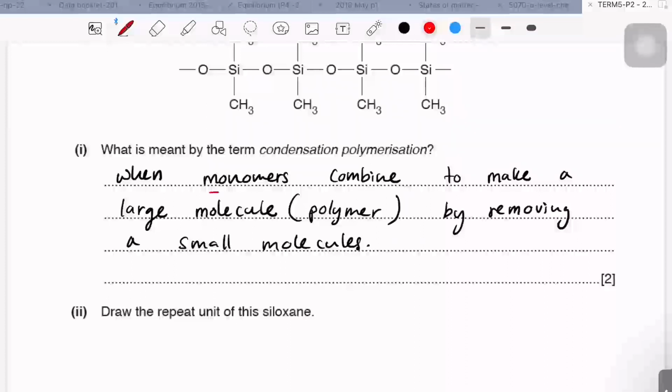So underline the term monomers combine and removal of small molecule. But in addition polymerization, small molecule is not removed. In condensation polymerization only, small molecule is removed.